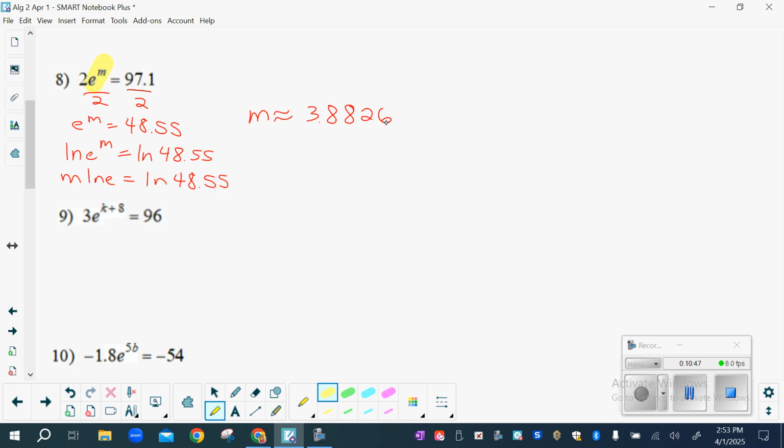Because what is the natural log of e, Tristan? Just 1. It's 1. So this is m times 1, or m equals that. Does that make sense? Questions on that?